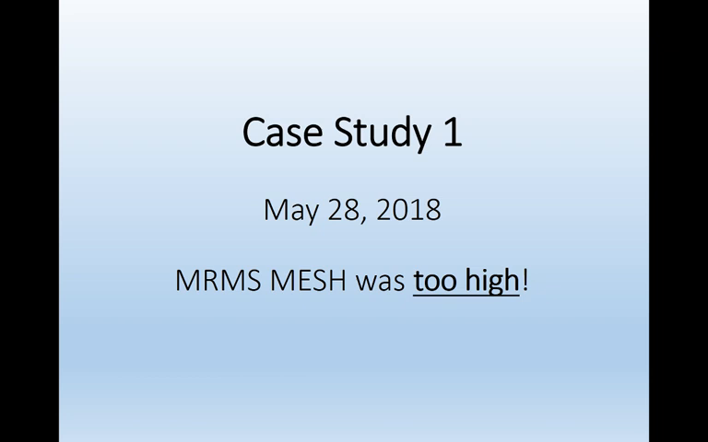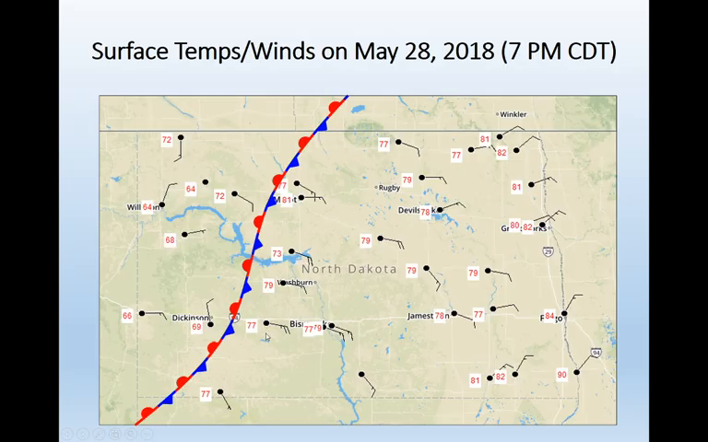This occurred in late May of 2018, and on this day the MESH product was reading too high, so there was a high bias on this day. And so just to give you a quick idea of what the surface weather was like on this day, we had surface temperatures in the 60s for the most part west of this stationary frontal boundary across western North Dakota, and then across central and eastern North Dakota we're stuck in the upper 70s to lower 80s in the far east, and you can kind of see hints of maybe a convergence zone going on right here across southwestern North Dakota.